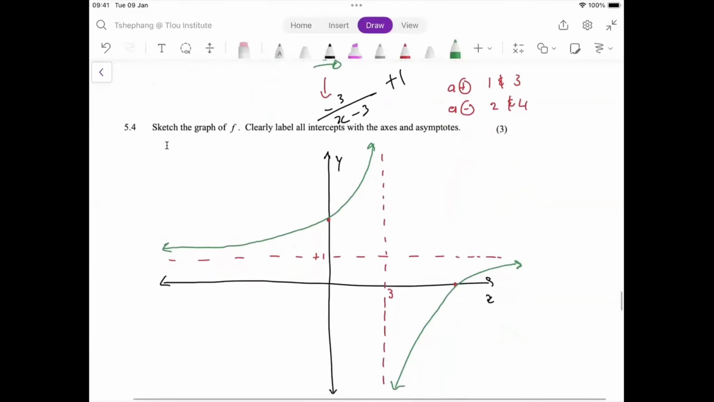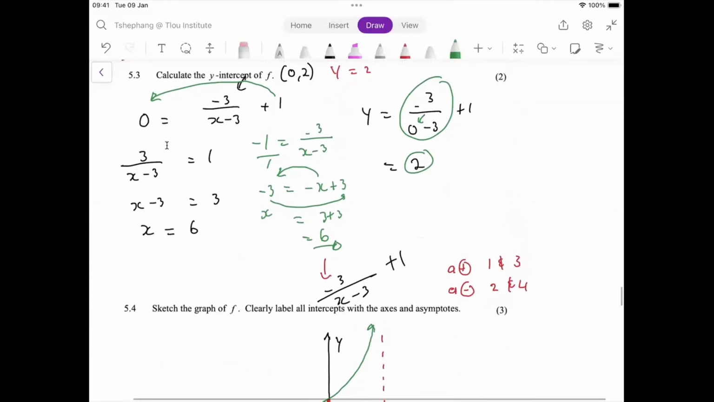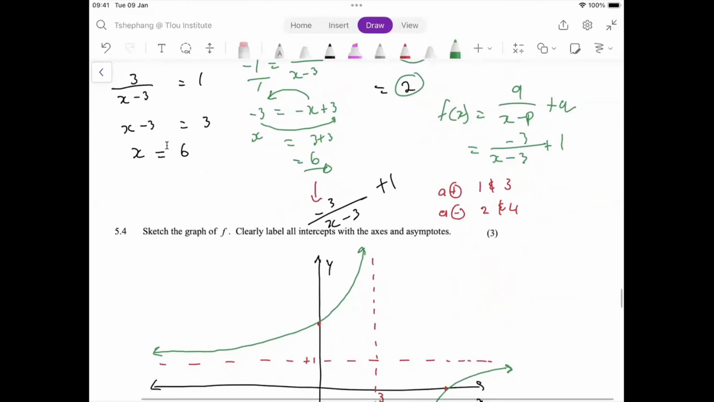Okay. Now, explaining the graph. The very first thing that we need to look at is the a value, right? Remember, we have f of x is equal to a over x minus p, and then plus q. But the equation in this instance is going to be negative 3 over x minus 3 plus 1. What are our asymptotes? Our asymptote is positive 3, because x minus 3 cannot be equal to 0.